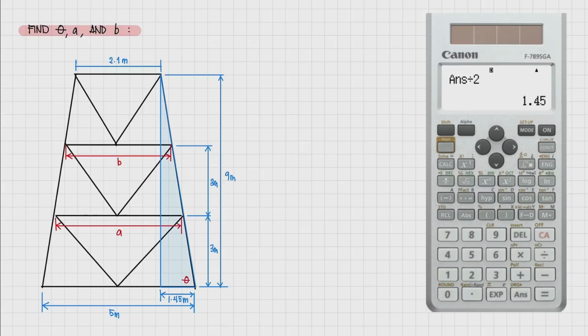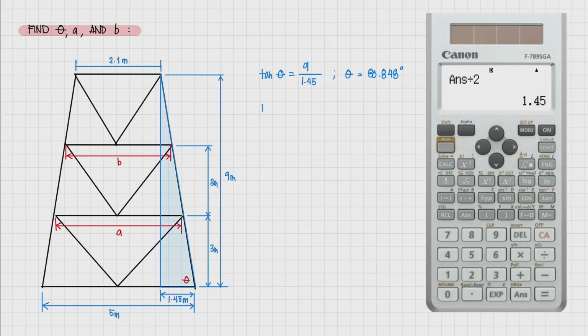So okay. So we could use our SOH CAH TOA in this, solving for angle theta. So what do we have? So alam natin itong height ng right triangle natin, which is 9 meters. We know the base. And then we're looking for angle theta. So what we're going to use is tangent. TOA, opposite over adjacent. So tangent theta, opposite 9 meters over adjacent 1.45 meters. And solving for theta, we get 80.848 degrees.